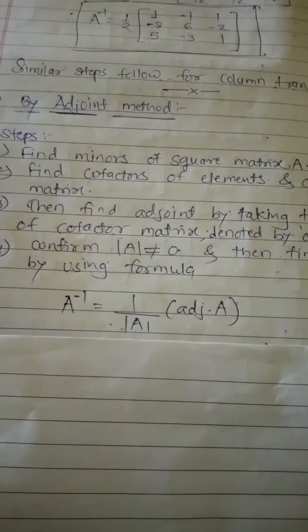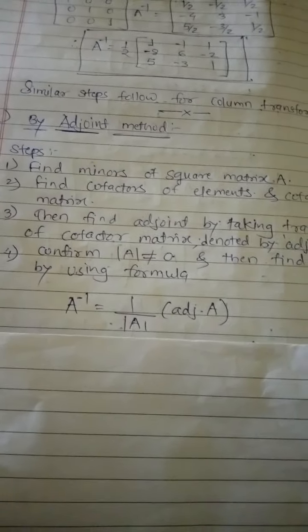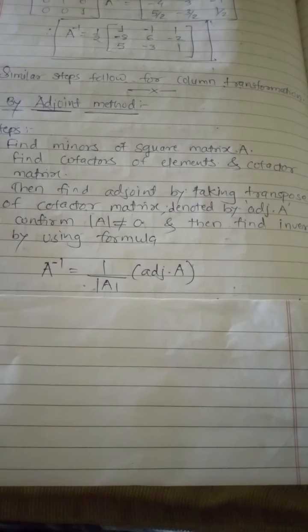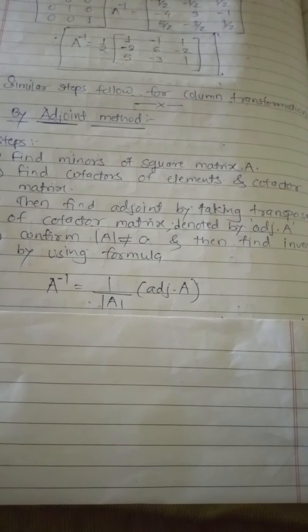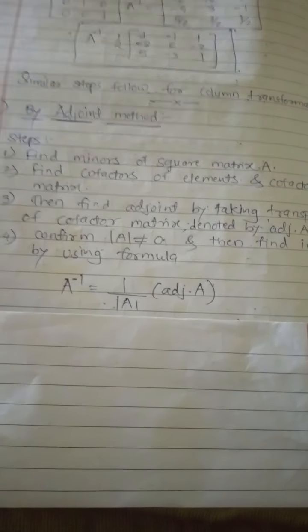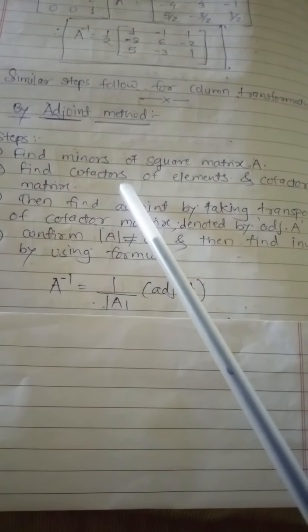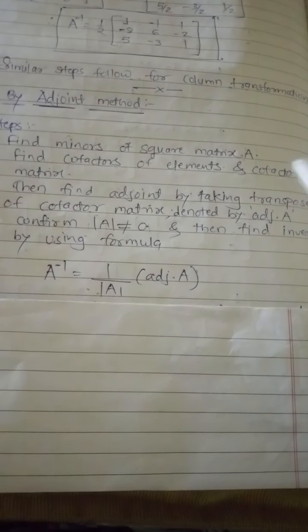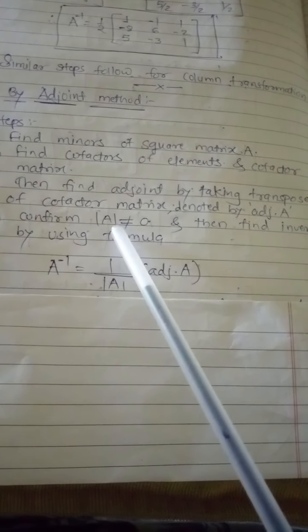First, find the minors of the square matrix. Second step, you have to find the cofactors of the elements, and also the cofactor matrix. Just keep these steps in mind, after that I will explain it. First, I again repeat, find the minors of the square matrix. Second, find the cofactors of the elements and the cofactor matrix. Then find the adjoint by taking the transpose of the cofactor matrix.